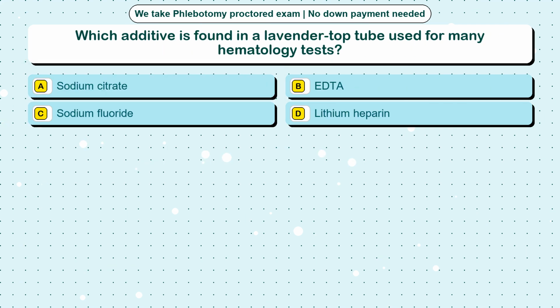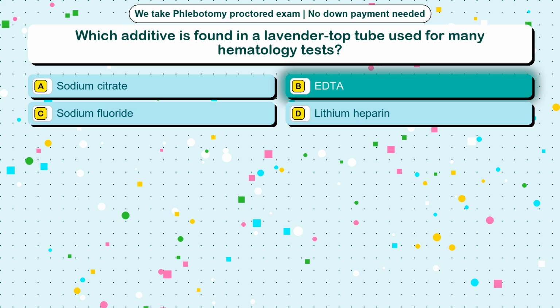Question 100. Which additive is found in a lavender top tube used for many hematology tests? Option A. Sodium citrate. Option B. EDTA. Option C. Sodium fluoride. Option D. Lithium heparin. The correct answer is option B.